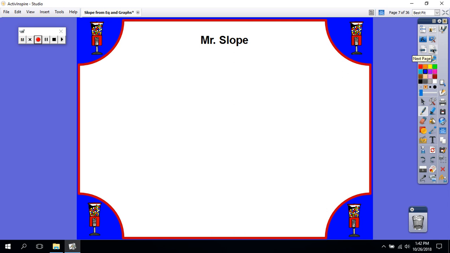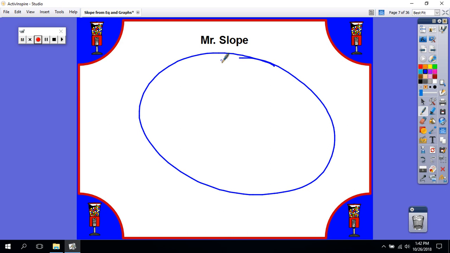All right, now we're going to draw Mr. Slope. On the right-hand side of your paper, it says Mr. Slope. You can see it. And we're going to draw a picture to help us remember the 4 states. So go ahead and draw a circle on your paper for his face.